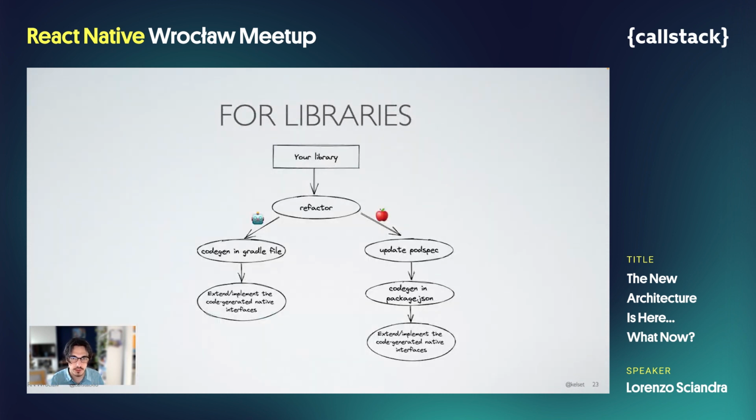Now, for libraries, what does it take to get your library from a paper-style library to a new architecture style? As you can see here, it seems like just a few steps. We have a refactoring step, then you need to do an extra step of Codegen declarations, and then you extend the native interfaces that are generated through Codegen.